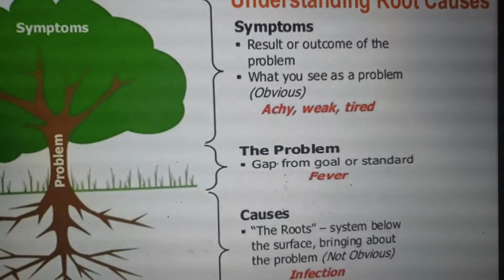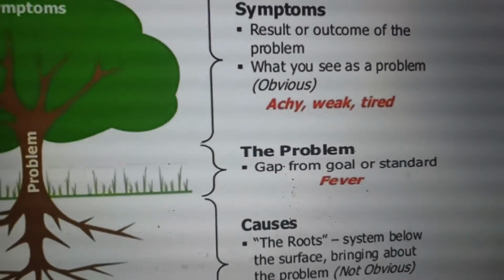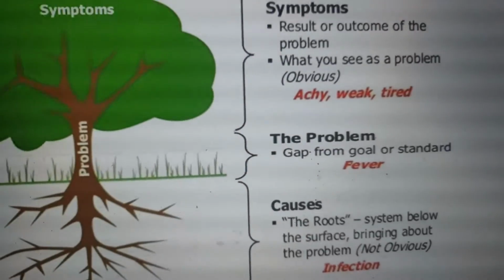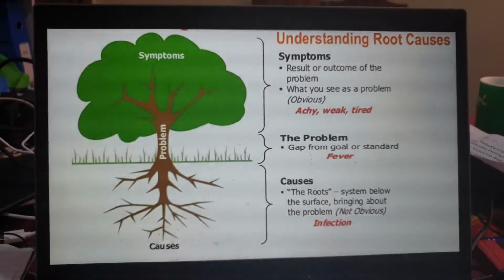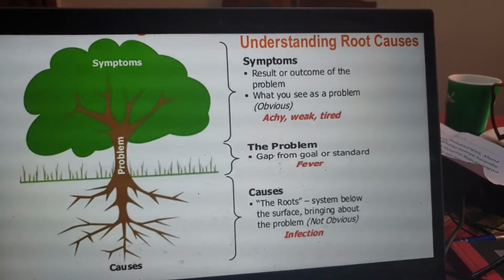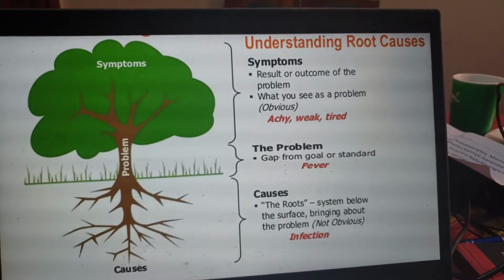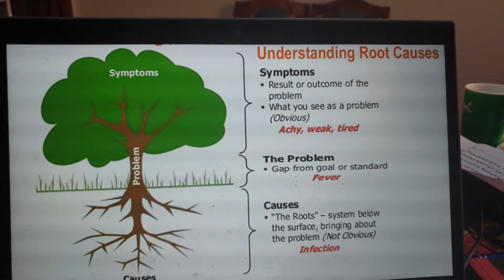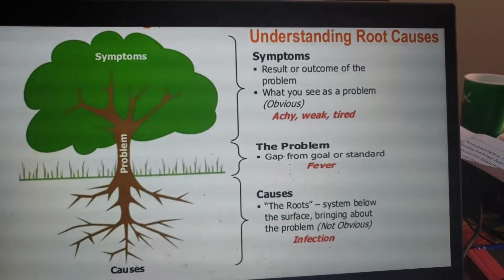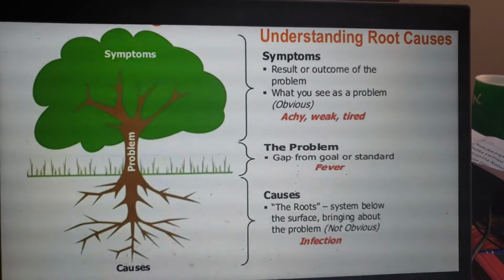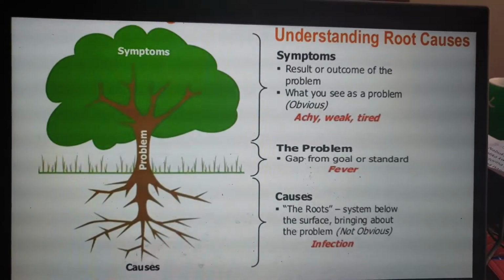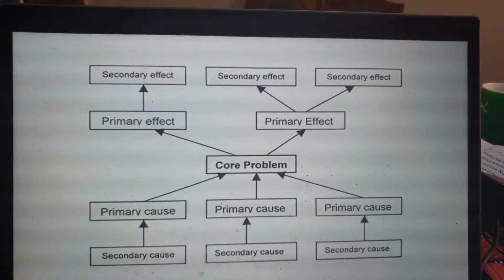What you see as a problem, the obvious one. So that is aching, weak, tired. So we are saying this now is the problem tree. That what we see are symptoms, and when we're going to solve it, we must go deep and uncover them, and that's what you do in research. You see something happening, you observe something happening, and then you go do research and dig it deep. Therefore, this problem tree analysis is quite helpful.